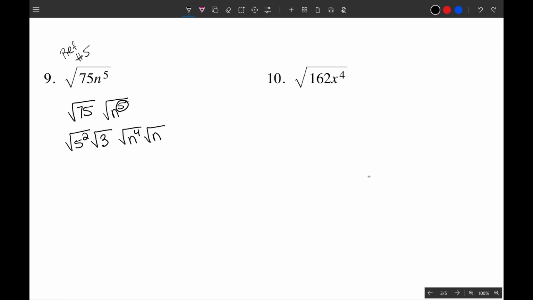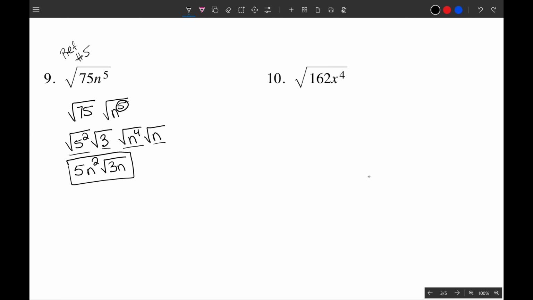Now my perfect squares are the square root of 5 squared and the square root of n to the 4th. So I'm going to do those first. The square root of 5 squared is 5, and the square root of n to the 4th is n to the 2nd. And then whatever is left, okay, your prime parts, the 3 and the n to the 1st, are going to get multiplied together underneath one root.